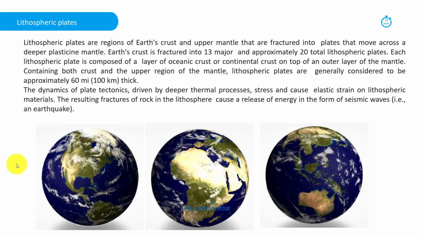The combination of crust and the upper region of mantle make up a lithospheric plate, and it's generally considered to be about 60 miles or 100 kilometers thick. So understanding the dynamics of plate tectonics, it's driven by a deeper thermal process, and there's also stress and elastic strain on the lithospheric materials. So elastic strain, think about what happens when you pull a rubber band apart. And that is the same thing that happens in these plates. It's over a much larger scale, obviously, but there is that kind of strain that happens, and it results in fractures of rock in the lithosphere, causing a release of energy, and this is in the form of seismic waves. And those seismic waves are what we define and measure as earthquakes.